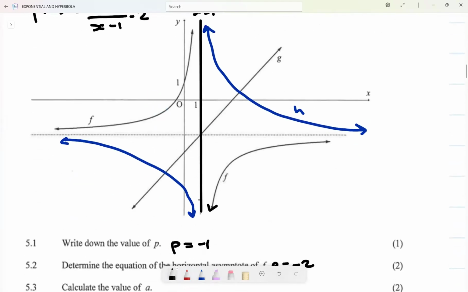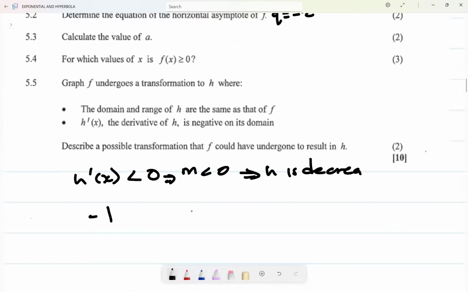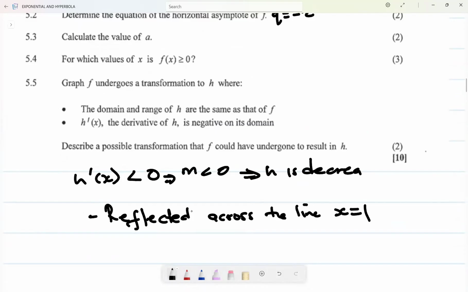So what I can say is, it is reflected across the line x is equal to 1. This is what I see. Maybe there is another thing that we can see from it. We don't know, maybe there is another possible answer, but I see that one. Let me see if I can find out something.